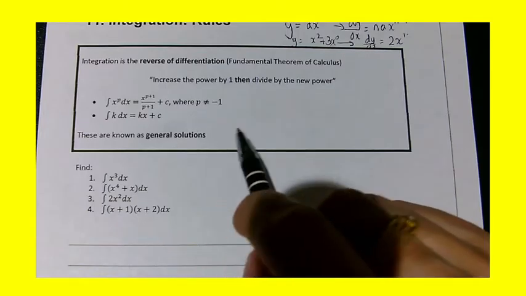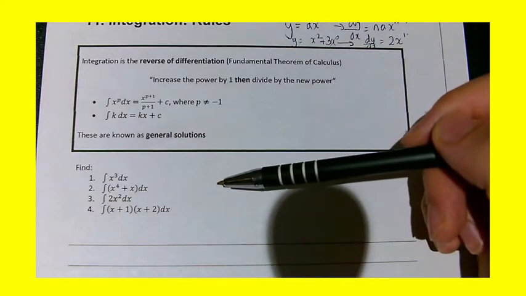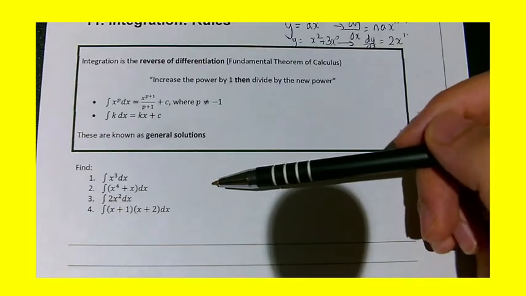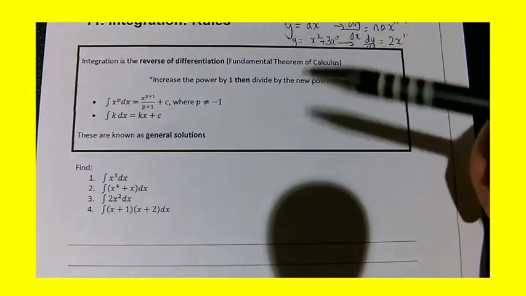And these are what we call general solutions. General solutions are such where we don't know the value of c. And where we do know the value of c, or where we have to find the value of c, those are what we call particular solutions.